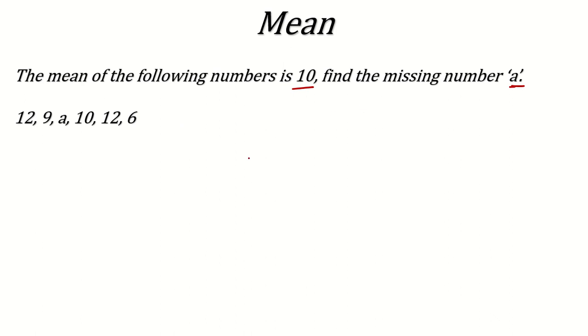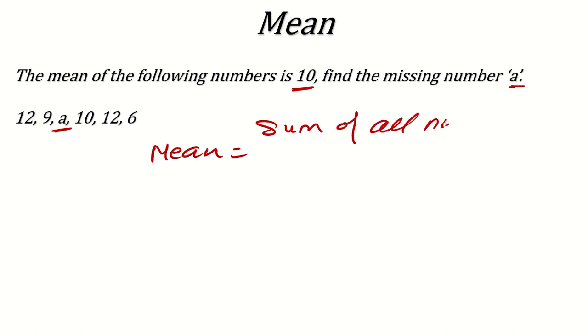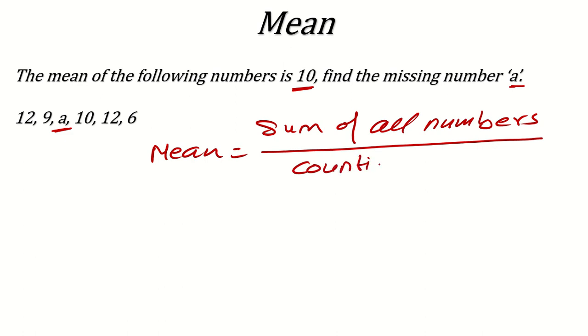So how many numbers are given to you? But here the mean is given and one number is missing. So the formula will remain the same. Mean is equal to the sum of observations, the sum of all numbers, divided by the count of the numbers. So the mean is what? It is given here, 10.